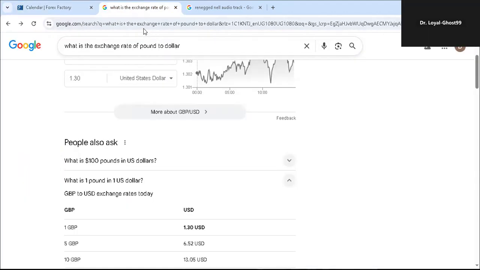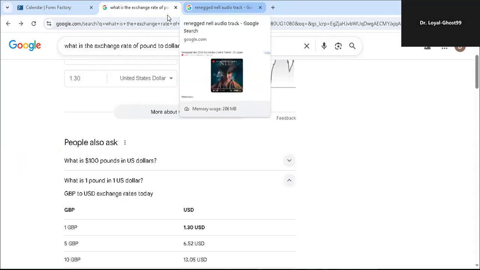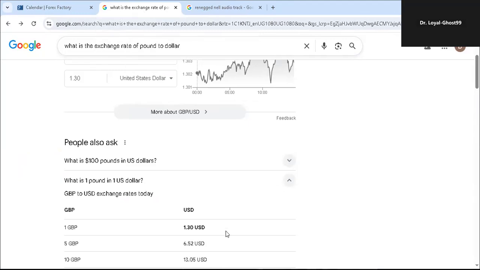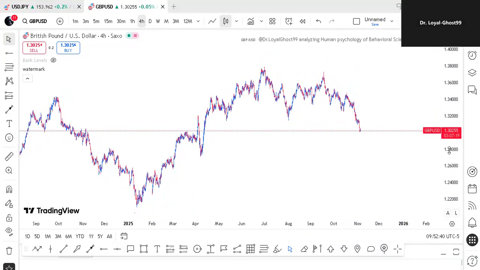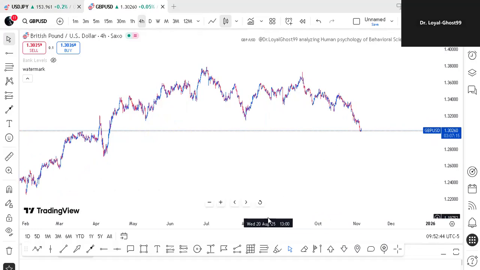Okay, head back here. I'll take you to TradingView, this is where I do my analysis from. I know the exchange rate is around 1.30. As you all know, different dealers have different pricing, depending on what the dealer presents to you, because everyone sells or buys at different prices. So this is where I'm going to analyze.